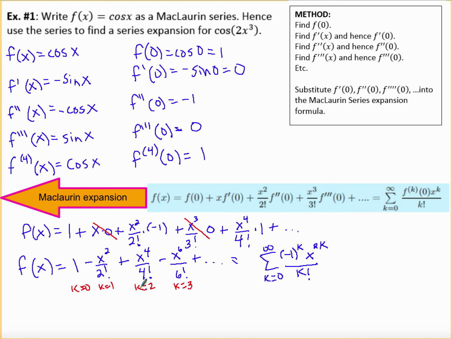But hold on a second. Check this out. If k was equal to 1, I would get a 1 factorial here. So I don't want just k factorial. I need 2k factorial. Oh dear.